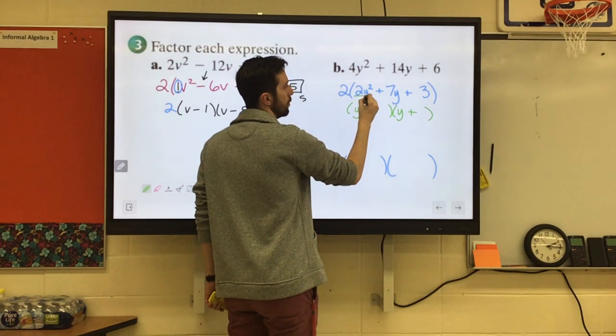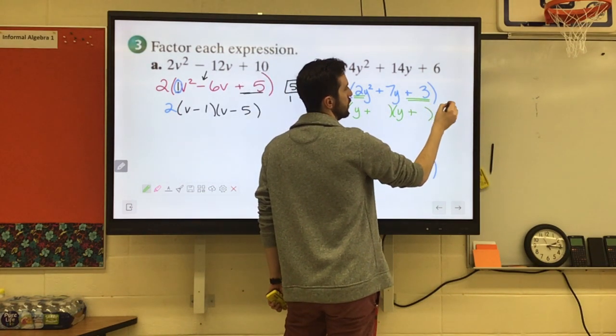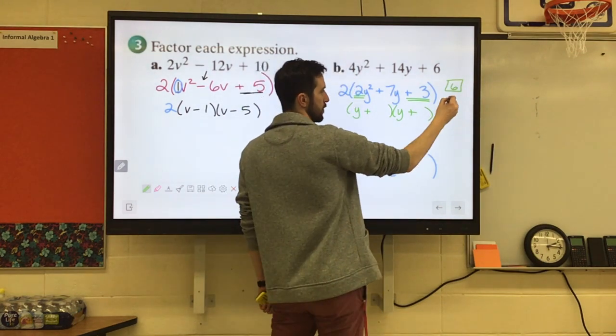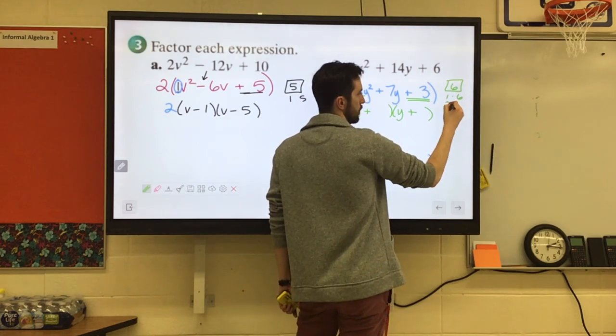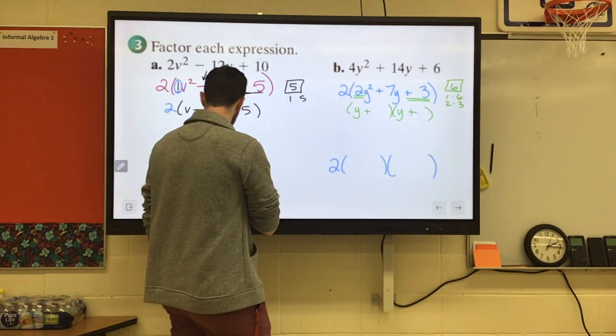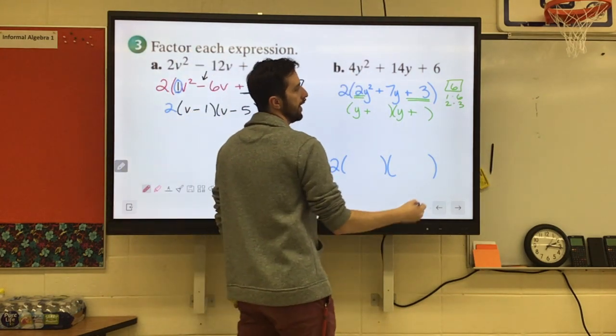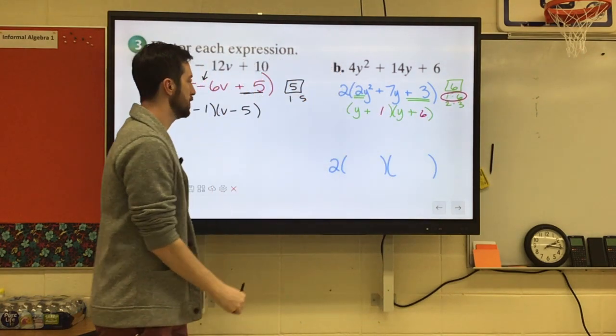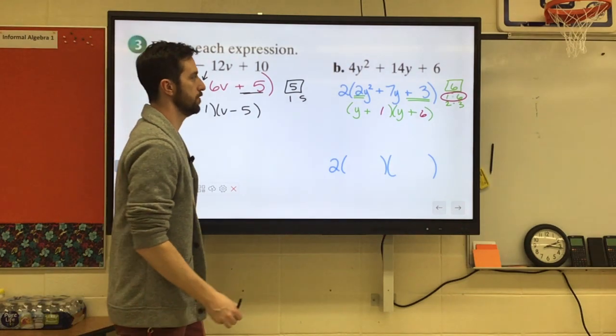So we multiply our first and last, our a times c. 2 times 3 is 6. Factors of 6 could be 1 and 6 or 2 and 3. Our middle number is 7. The only set that adds up to 7 is the 1 and 6. But we do have to try to divide them by the number in front.